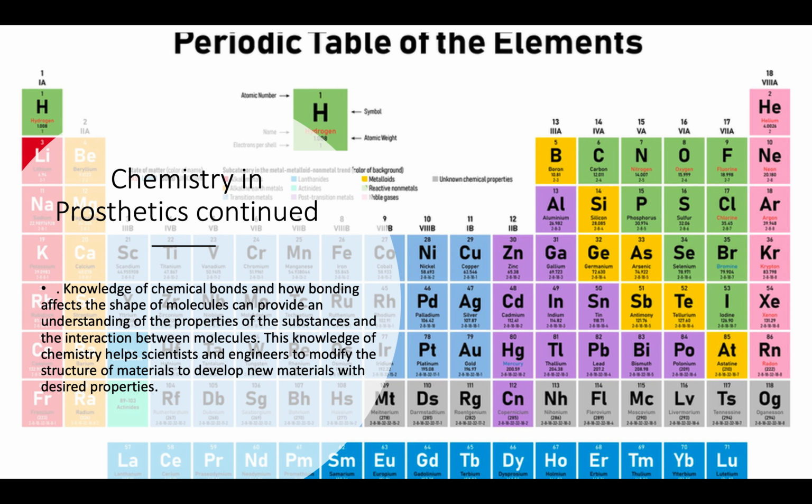Knowledge of chemical bonds and how bonding affects the shape of molecules can provide an understanding of the properties of the substances and the interaction between molecules. This knowledge of chemistry helps scientists and engineers to modify the structure of materials to develop new materials with desired properties. Titanium is a highly used metal in prosthetics.